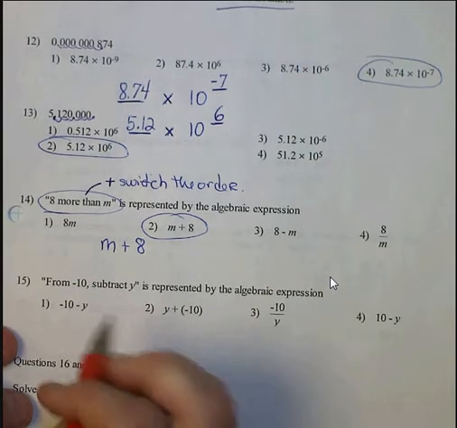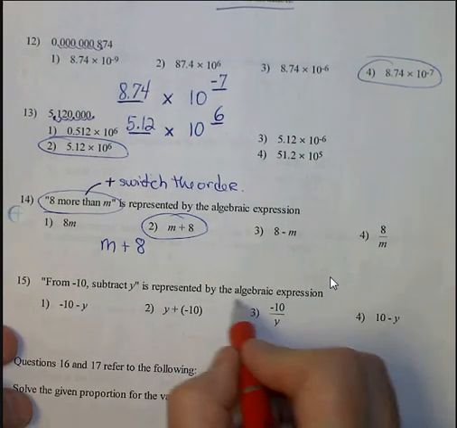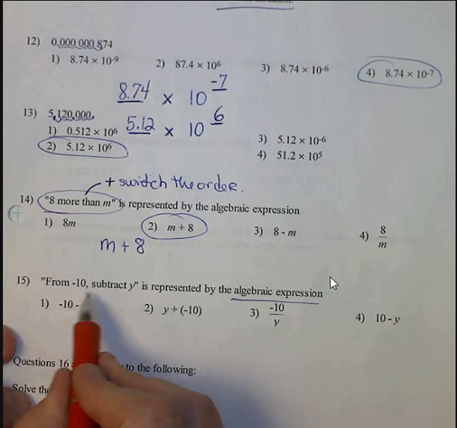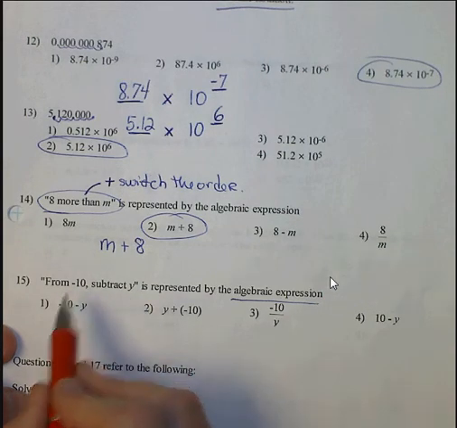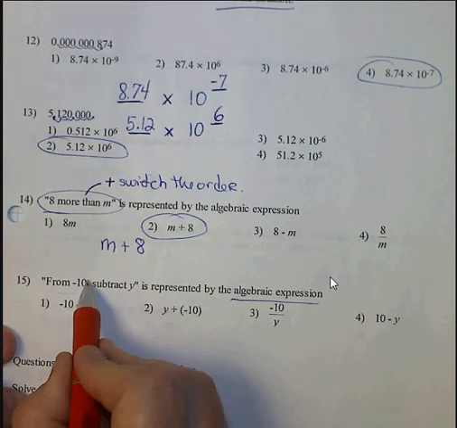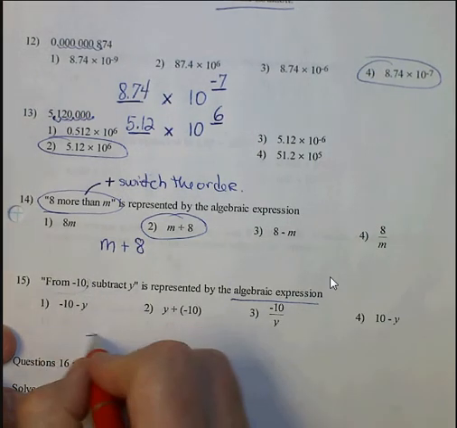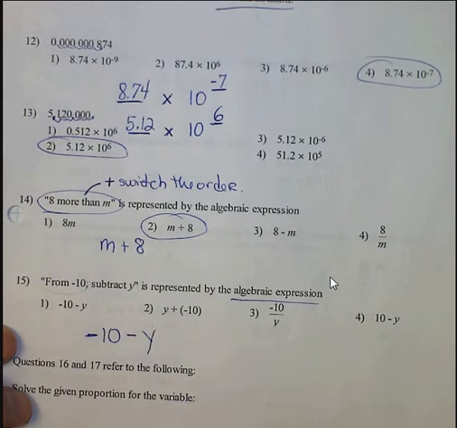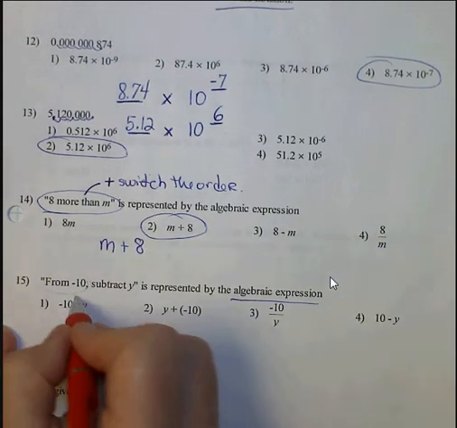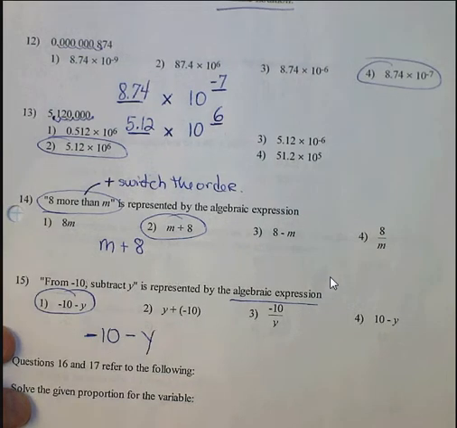Number 15, again, writing an algebraic expression. From 10, subtract y. So when they say from 10, we're going to start with that expression. So from 10, we want to subtract y. And that's it. We're done. And that's choice 1.